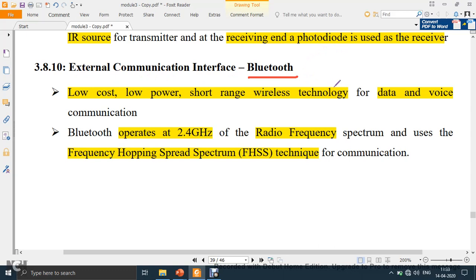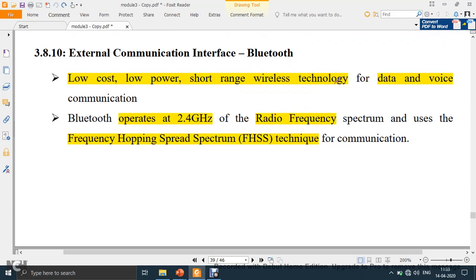So very famous with all the mobile devices, right? Very famous. So what is this? Low cost, low power, short range wireless technology for both data and voice. So it gives data as well as voice. Fine. So again, it says short range. So the range is about maximum 10 meters. That's all.